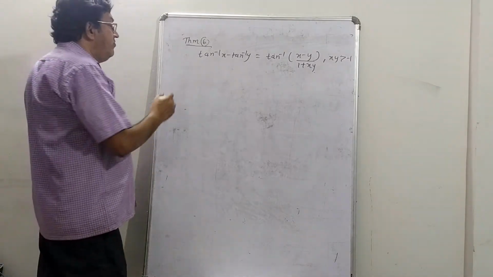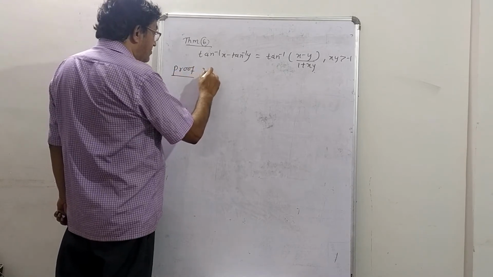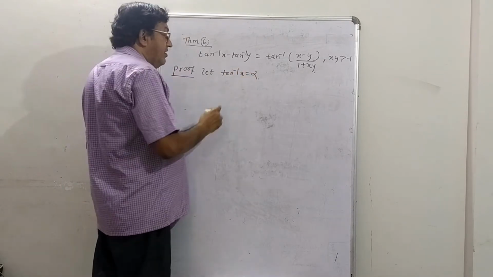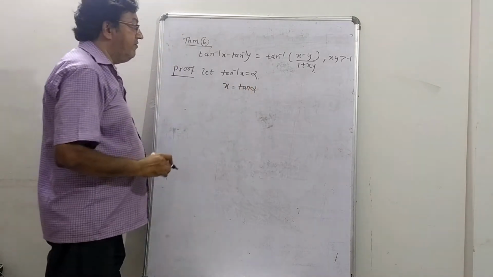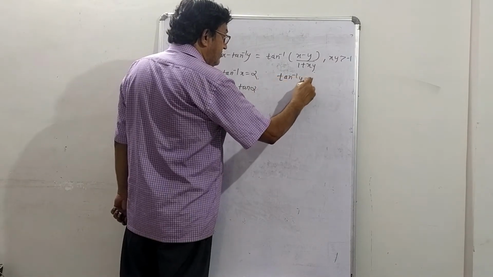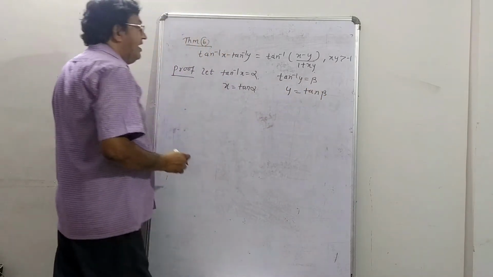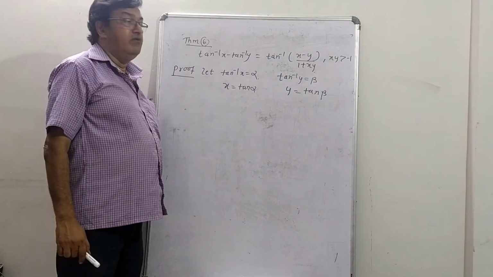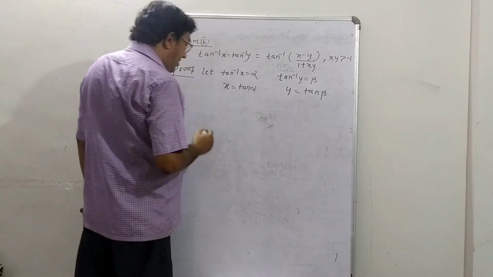So this also I will prove. The proof is: let tan inverse of x be alpha. Then, like the previous one, x will be tan alpha using the definition of inverse trigonometric function. Then I will take tan inverse of y as beta. Then y will be tan beta.